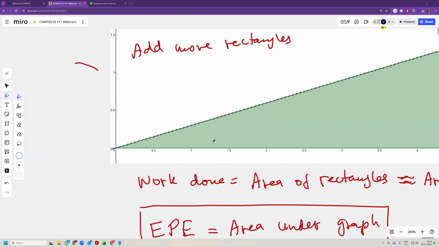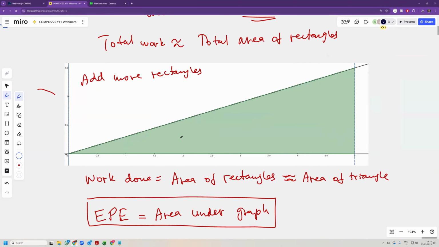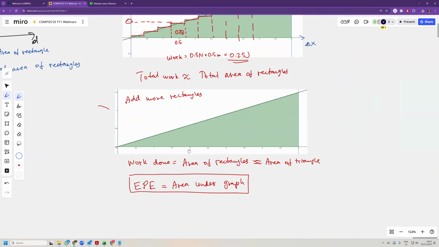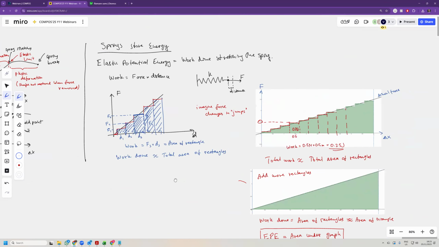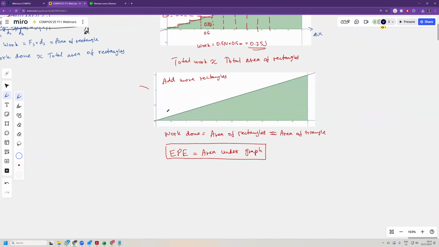Okay. Area under the graph, and elastic potential energy. So the extension is delta x, and the force is F, and then the area is 1/2 F delta x, and that's the elastic potential energy. Elastic potential energy is 1/2 F delta x.